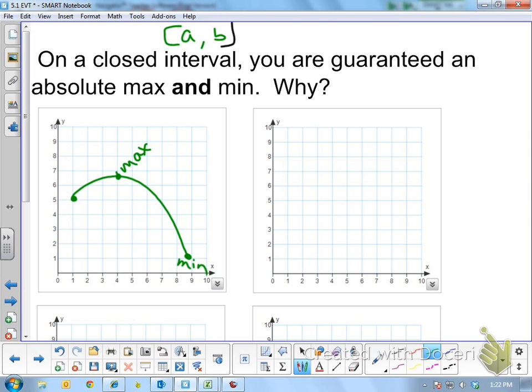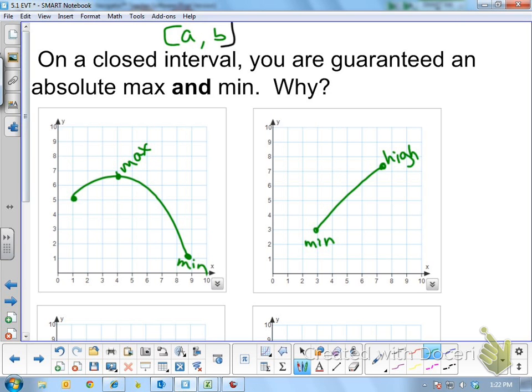So we're guaranteed a max and a min because no matter what our graph looks like, even if I'm a straight line, it still has a max and a min because our endpoints sit at a low spot and a high spot. And I guess I should say on a closed interval with a continuous function. This would not work if we were not continuous. So it must be continuous.